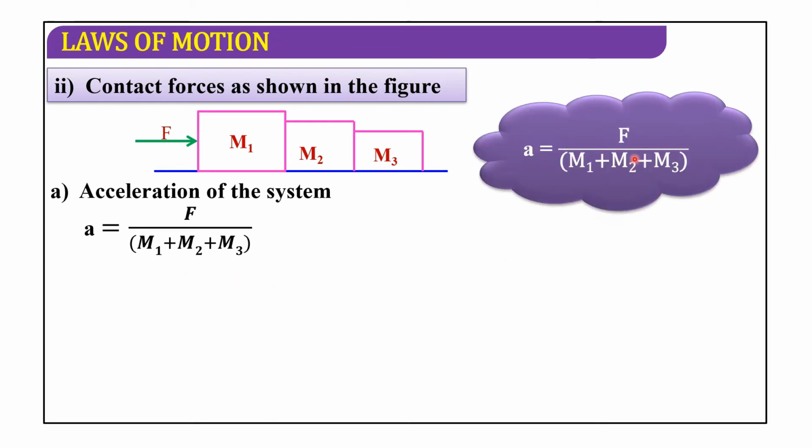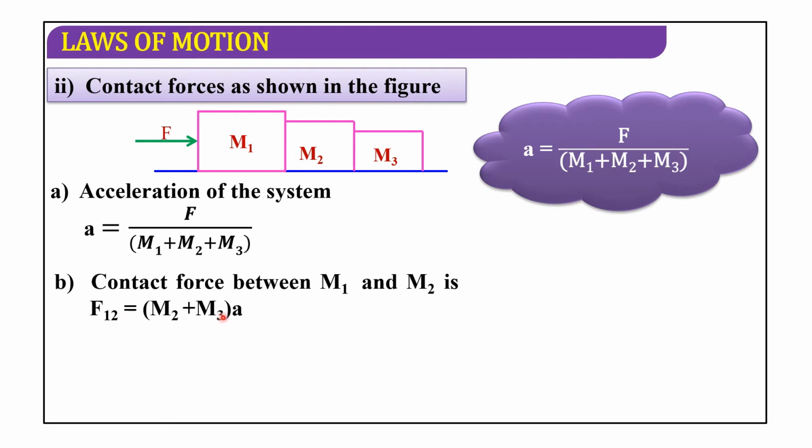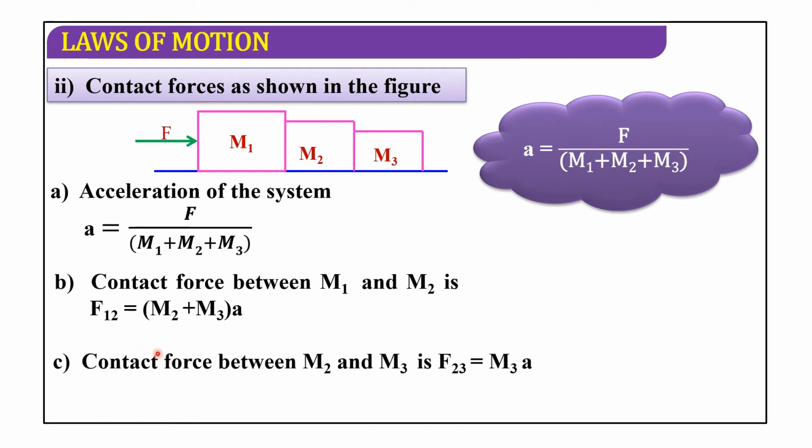So a is equal to F by M1 plus M2 plus M3. Next, contact force between M1 and M2, F12, is equal to (M2 plus M3) times a. Contact force between M2 and M3, F23, is M3a.